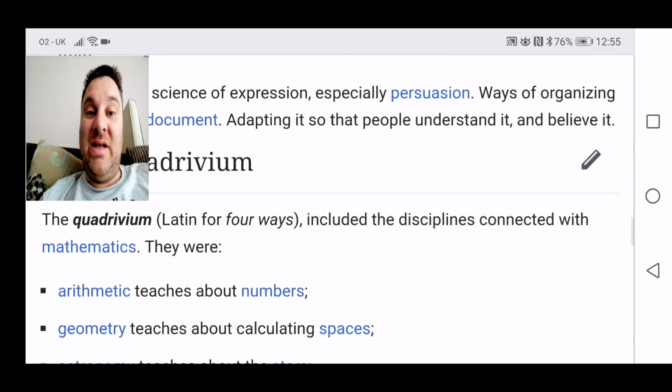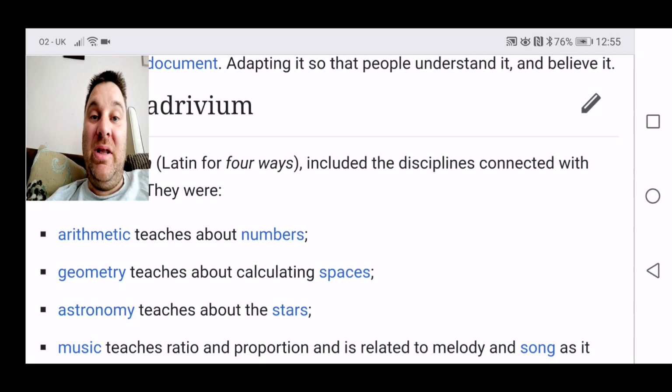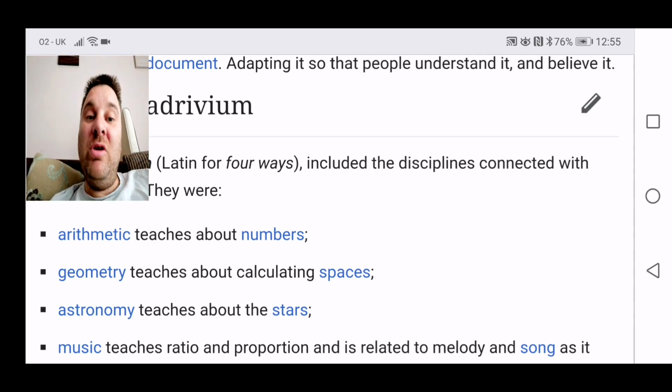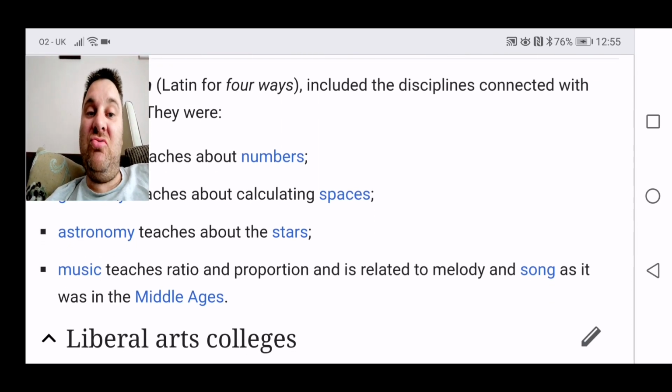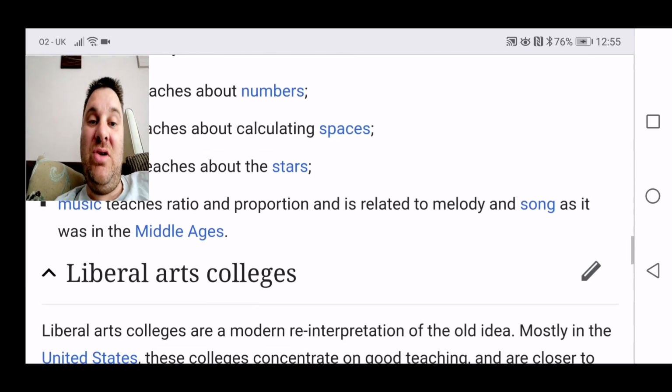The quadrivium, Latin for four ways, included the disciplines connected with mathematics. They were arithmetic, which teaches about numbers. Geometry teaches about calculating spaces. Astronomy teaches about the stars. And music teaches ratio and proportion and is related to melody and song as it was in the Middle Ages.